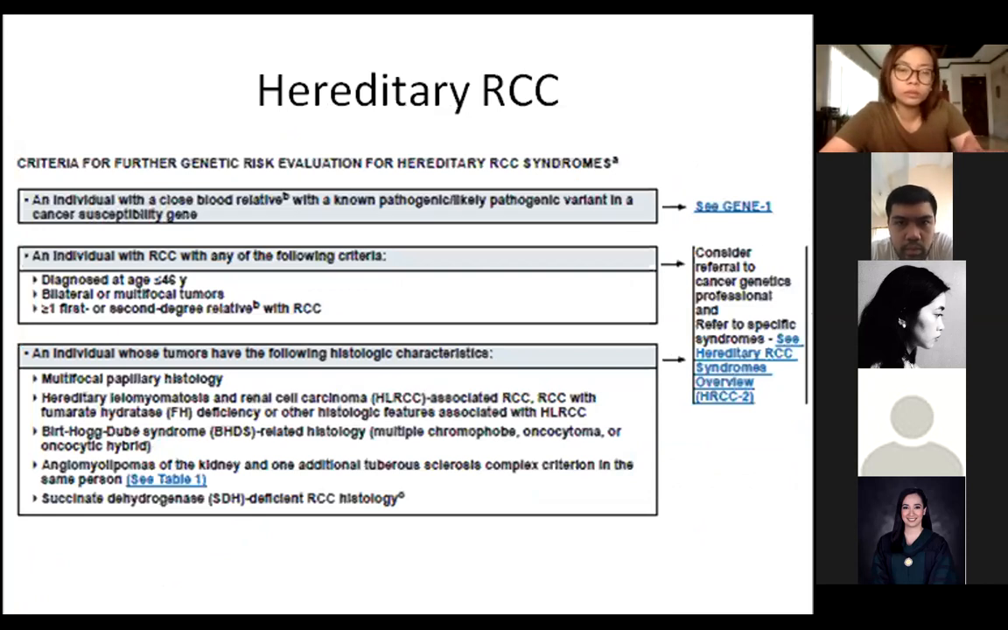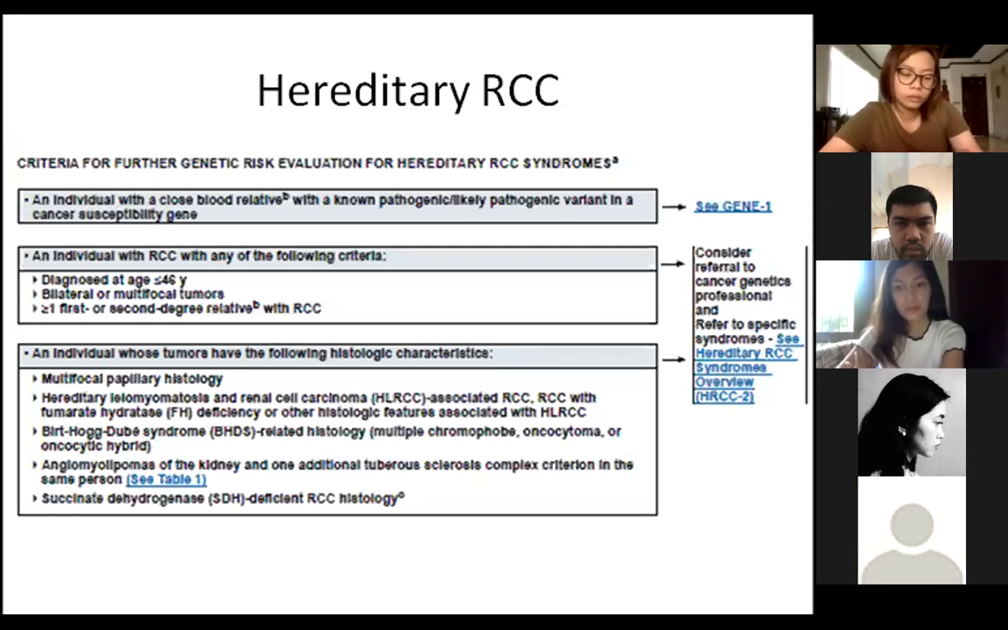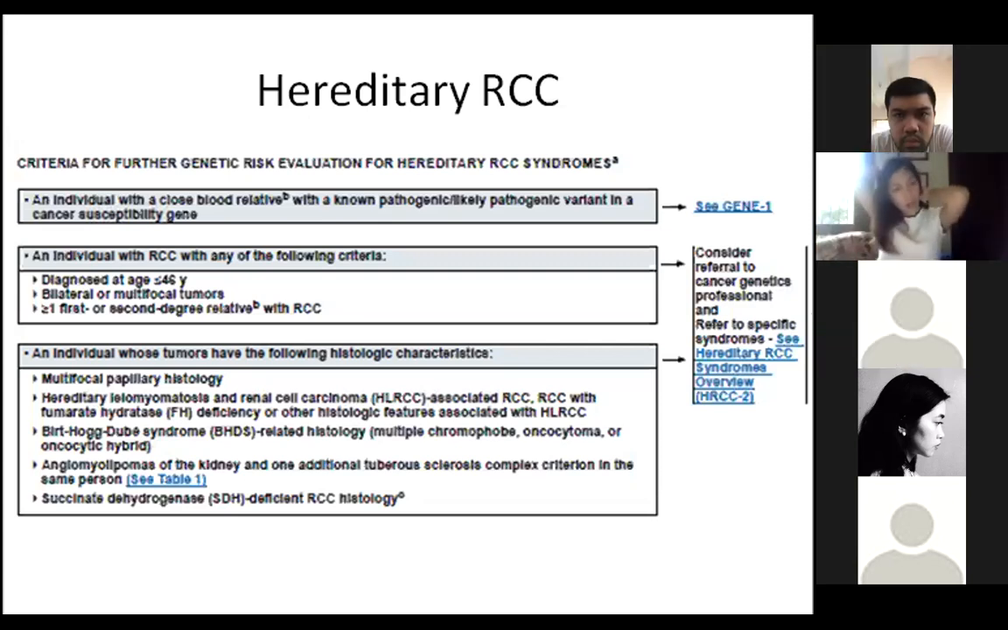This is included in the guidelines but not in the discussion. Usually, there are criteria for doing genetic studies for possible hereditary RCC syndromes. Usually, if you are 46 or less and have RCC, you get tested for genetic studies. Or if you have bilateral or multifocal tumors, you are still tested. And if you have RCC, even if solitary, but you have a first or second degree relative with RCC, one or more, you are also tested.